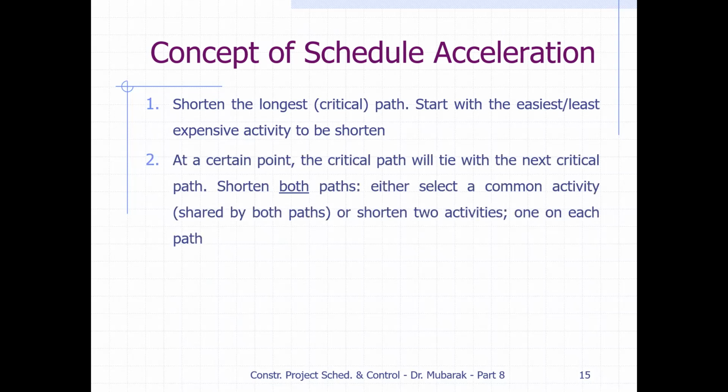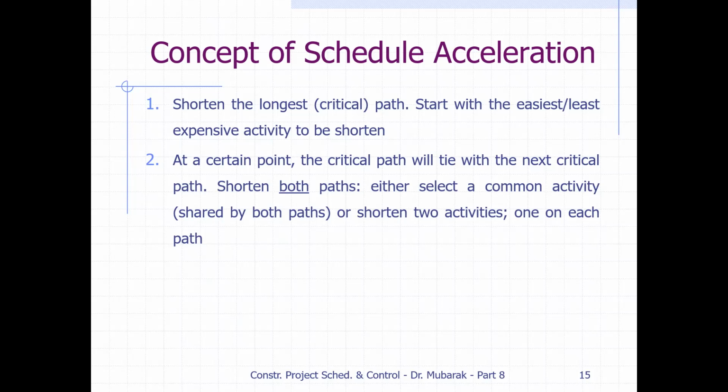At a certain point, the critical path will tie with the next critical path. Shorten both paths. Either select a common activity shared by both paths, or shorten two activities, one on each path. Because we have to shorten the project duration, we have to shorten the duration of the critical path. If there is a single critical path, we see which activity has less direct cost, and we pick that one. But if there are two parallel critical paths, we have to shorten duration from both paths, then we can reduce the duration of the project. So we have to pay attention to both paths.